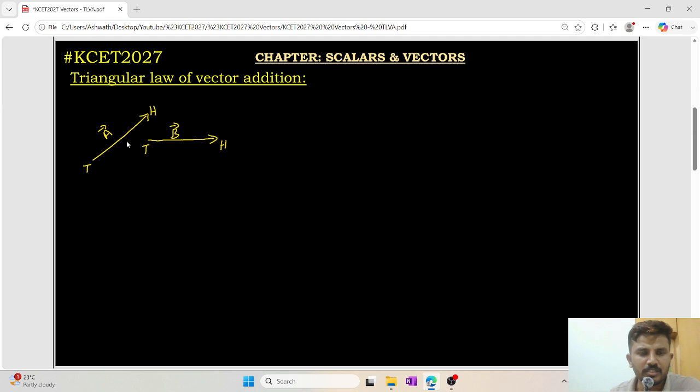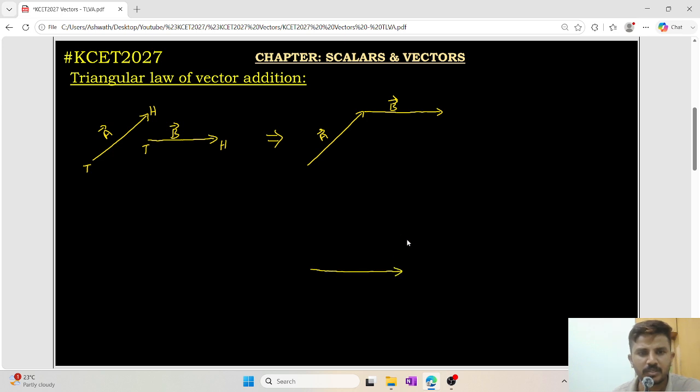Now if you want to add these two, either you have to add the tail of vector B to the head of vector A, or the tail of vector A to the head of vector B. So if I join the tail of vector B to the head of vector A, in this direction, you will get two sides like this. Now, what if I join A with B? You will get like this.